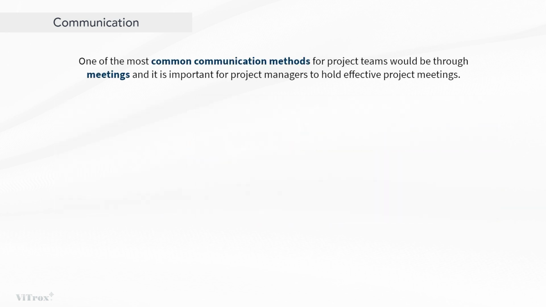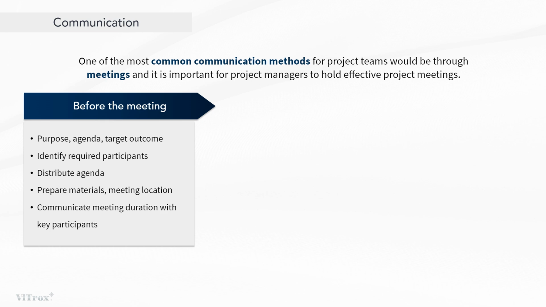One of the most common communication methods for project teams would be through meetings, and it is important for project managers to hold effective project meetings. Here we can see an example of the items to be considered for a meeting. Before a meeting, ensure its purpose, agenda, and desired outcome are clear. Identify participants, share the agenda, prepare materials and location, and communicate the meeting's duration to key attendees.